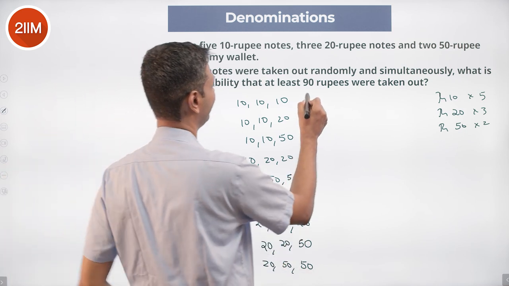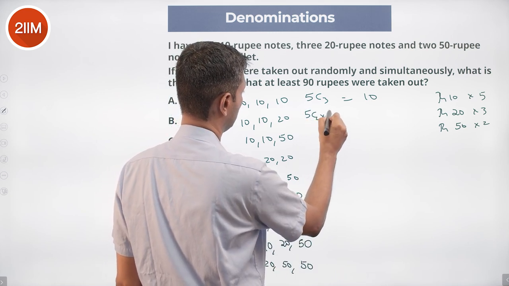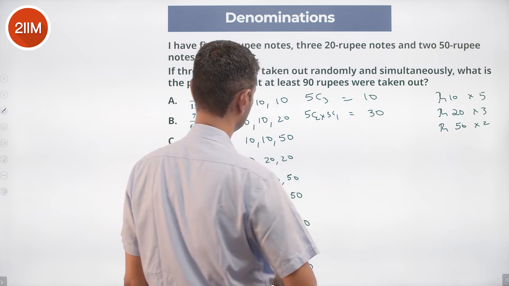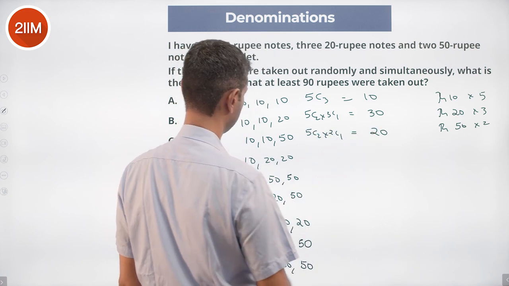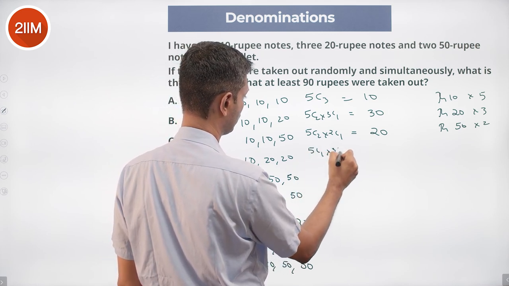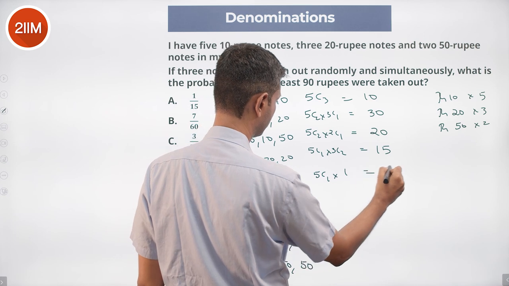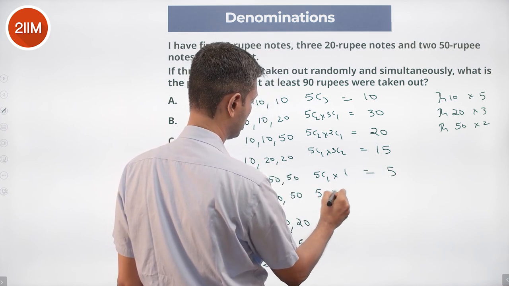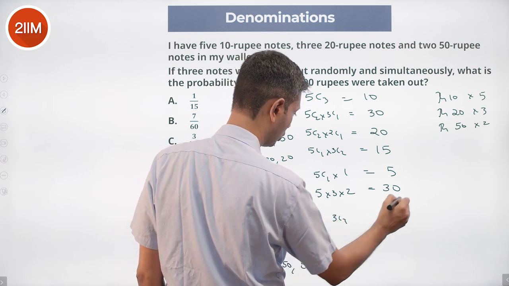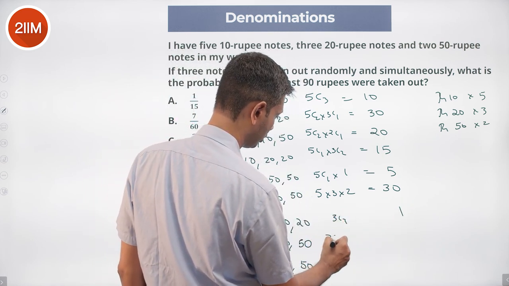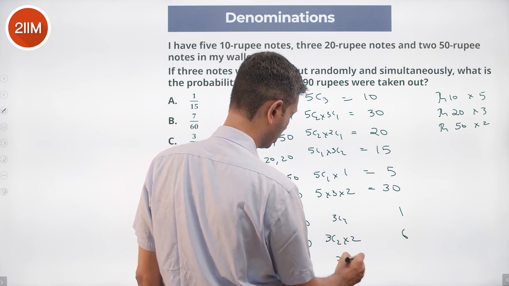In how many ways can this be done? 5C3, which is 10. 5C2 into 3C1, 10 into 3, 30. 5C2 into 2C1, 10 into 2, 20. 5C1 into 3C2, 5 into 3, 15. 5C1 into 1, which is 5. 5 into 3 into 2, 30. 20, 20, 20: 3C3, one way. 20, 20, 50: 3C2 into 2, 3 into 2, 6. 20, 50, 50: 3 into 1, 3.